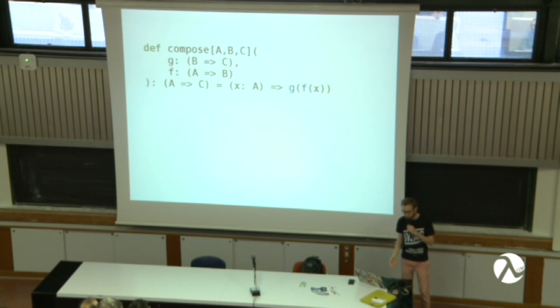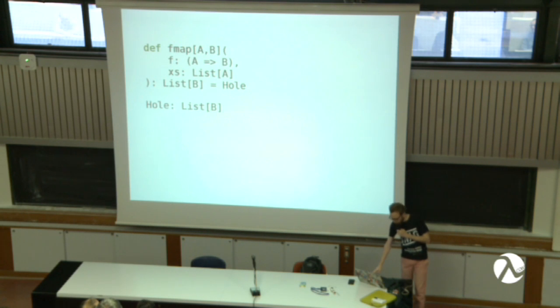Actually, these kind of things can be decided by a tool. In some languages, there is IDE support to just generate the code because it has only one meaningful solution. We can do that with fmap, which is, let's say, mapping on a list.